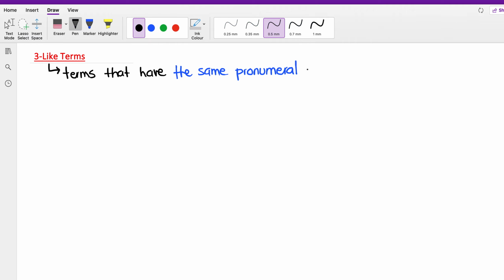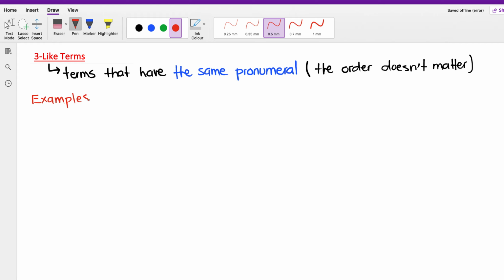The other part that is very important is that the order doesn't matter, and you're going to see what I mean by that in a minute. And then we're going to look at the examples that are in your notes, okay? So let's look at some examples here. So, example 1. If I talk about A and 5A.